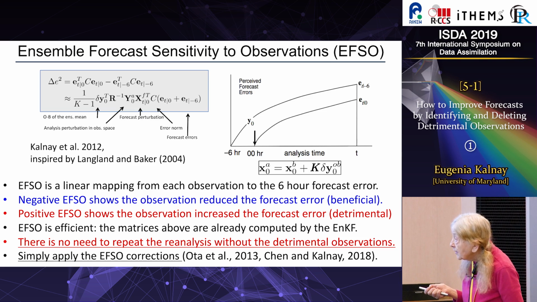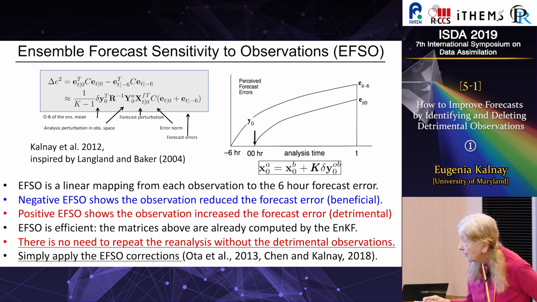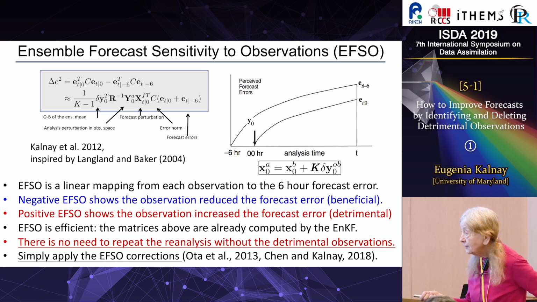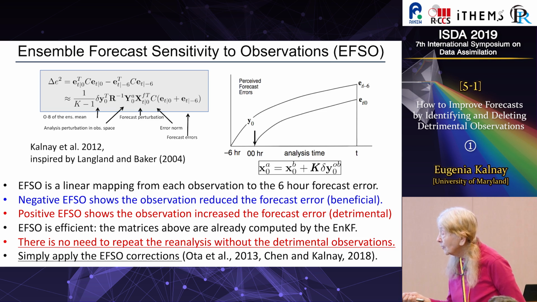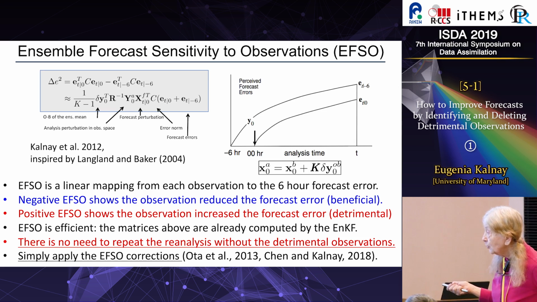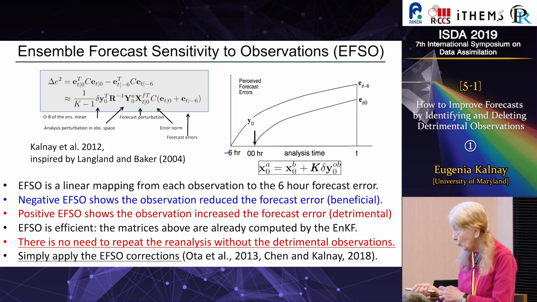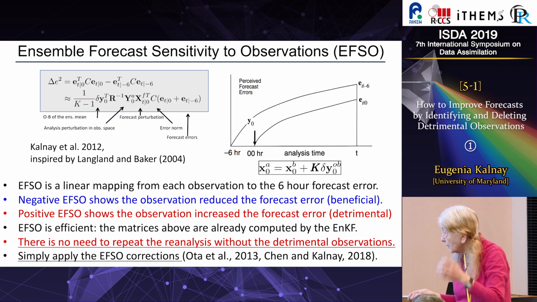So EFSO is a linear mapping from each observation to the 6-hour forecast, and negative means that the observation reduced the forecast error, so beneficial, and positive means that the observation increased the forecast error, or detrimental. And it's efficient. The matrices above are already computed, and this is the most amazing discovery that we made: there is no need to repeat the analysis without the detrimental observations. We simply apply the EFSO corrections from this equation, which is what Hotta et al. did.